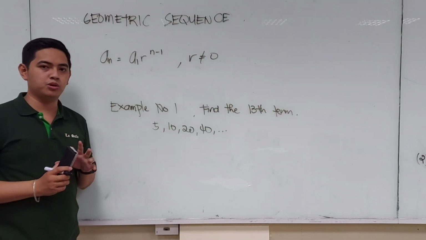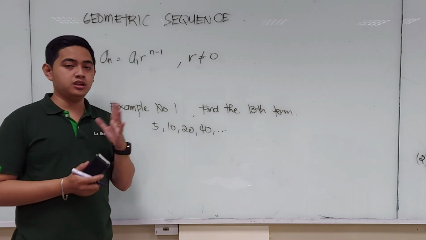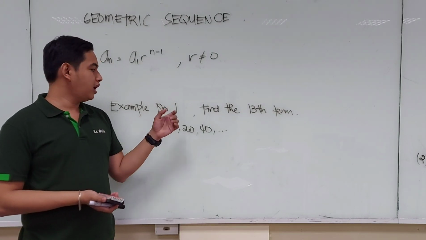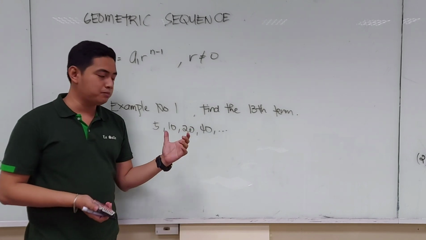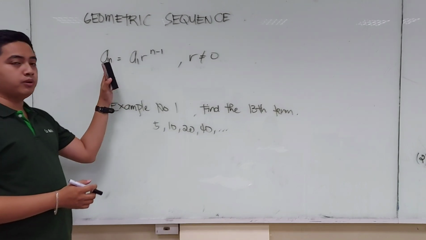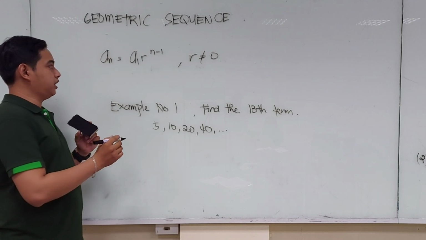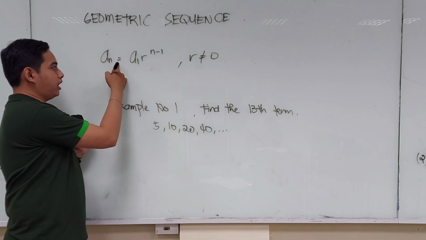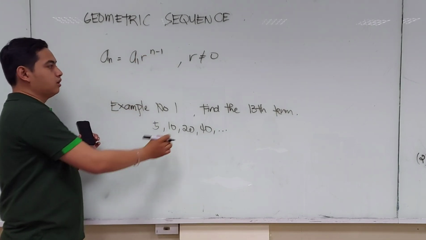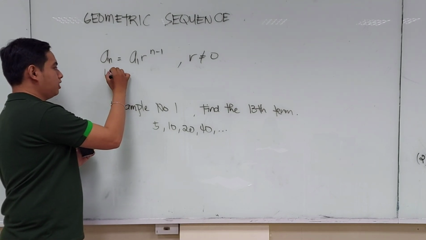Classmates, in this example number 1, this is all about geometric sequence. Geometric sequence is a sequence having a common ratio. We can get the following terms by multiplying the previous term by a common ratio. This is the formula that we are going to use in geometric sequence, wherein a sub n is equal to a sub 1 multiplied by r raised to n minus 1, whereas r is not equal to 0. A sub n is our nth term.